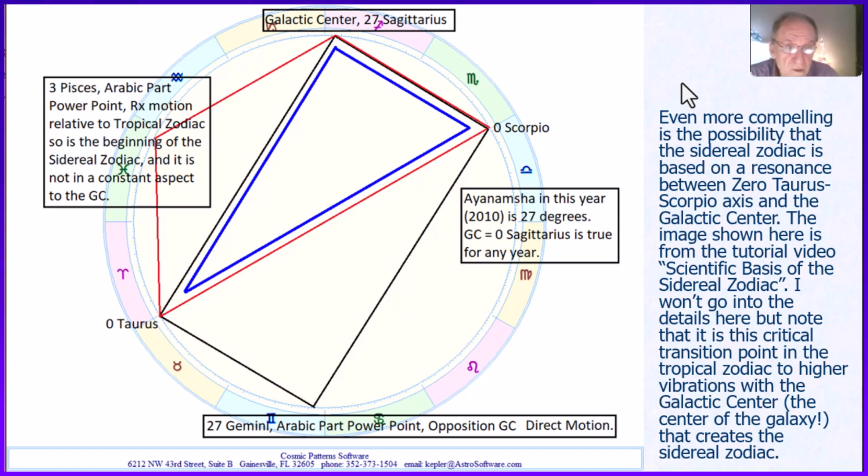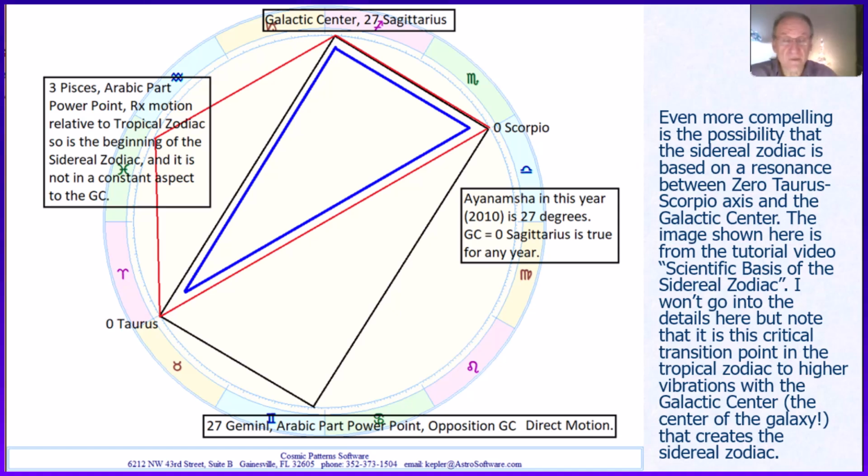The video is called The Scientific Basis of the Sidereal Zodiac. I'll try to remember to put a link to this video in the description below in case you want to watch it. But there's been a lot of questions about where does the sidereal zodiac come from? And what I came up with is that the sidereal zodiac is based on a resonance of the galactic center.